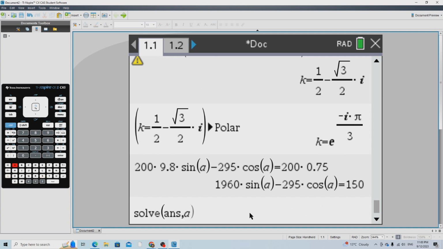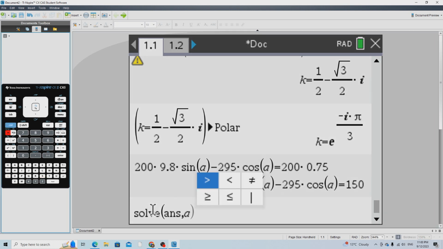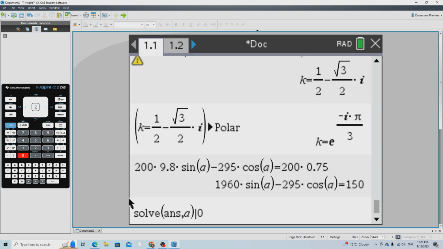Remember, A is our angle, and we know that the angle must be between 0 and pi over 2, 90 degrees. So A must be from 0 to pi over 2.